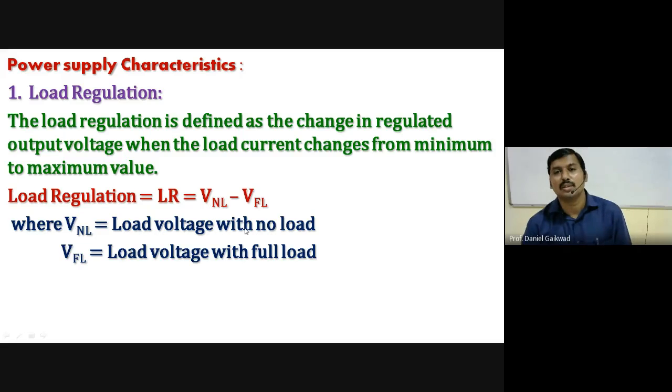We remove the load resistance. Suppose we have no load resistance, the terminals are open, and for open terminals, that is called no load, and the voltage is called VNL. So VNL means no load voltage, and next is the full load voltage, with the full load here. FL means full load voltage, and the difference is called the load regulation. Okay, so this particular part we are going to understand once again in the practicals also.